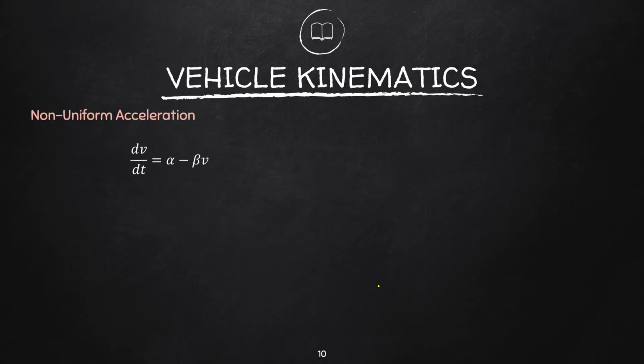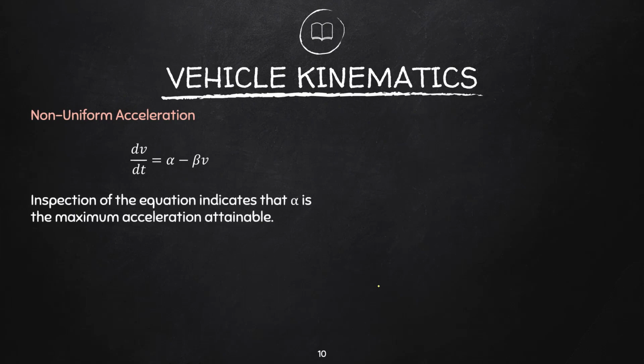From that formula, we can inspect that alpha indicates the maximum acceleration attainable. That is the maximum acceleration that the vehicle will be able to attain. Beyond that is impossible. So for every vehicle, there is always a different value for alpha and beta, and it will be given in the problems in your activities. So, you will integrate the equation between v, the final velocity, and v0, the initial velocity. Let's try to do that.